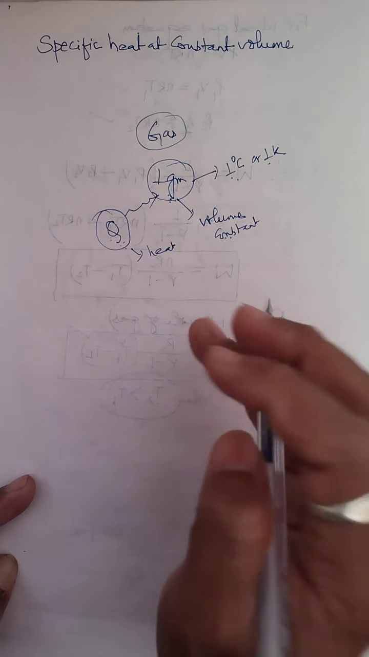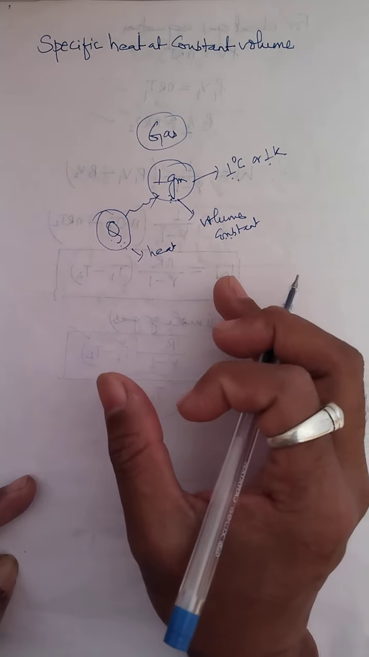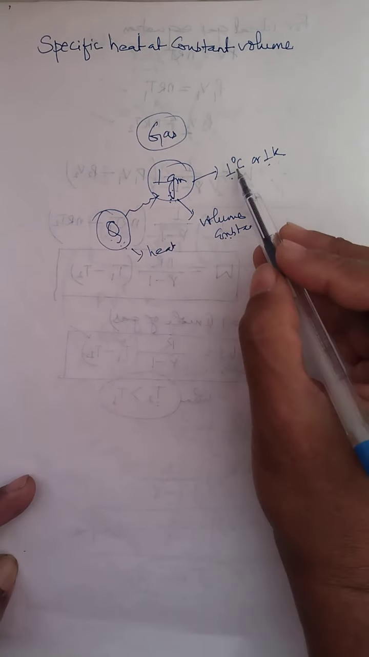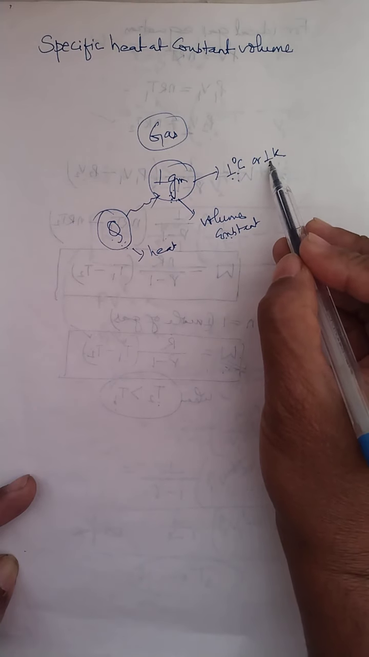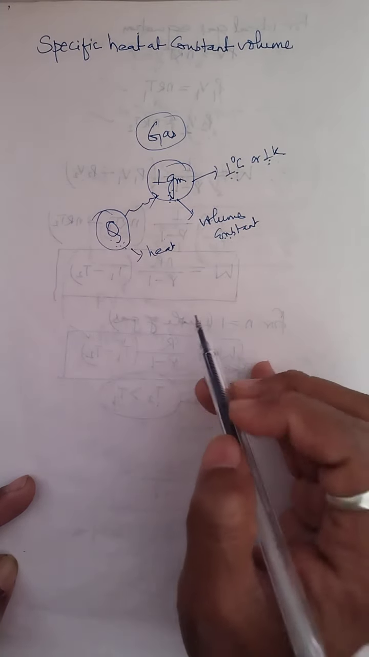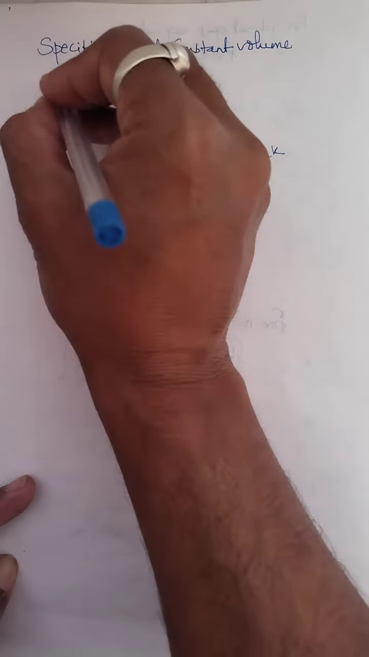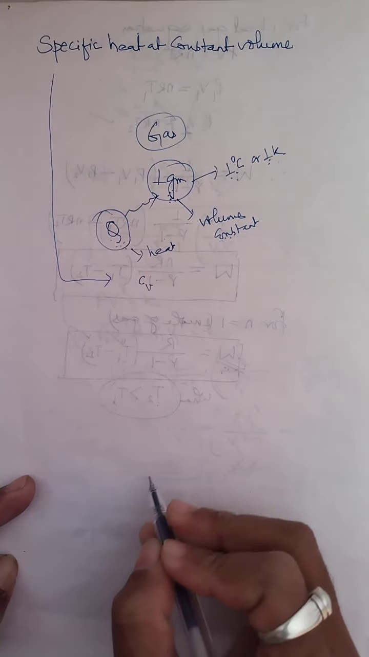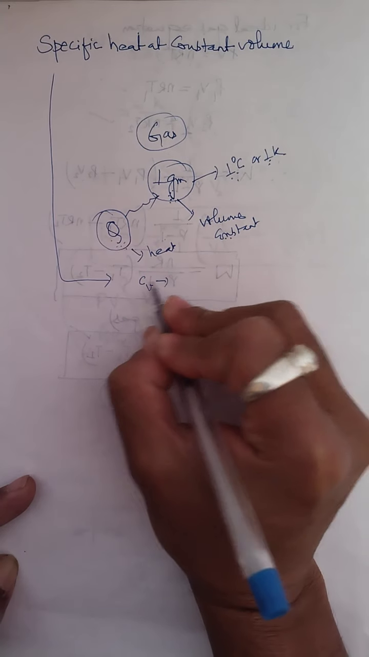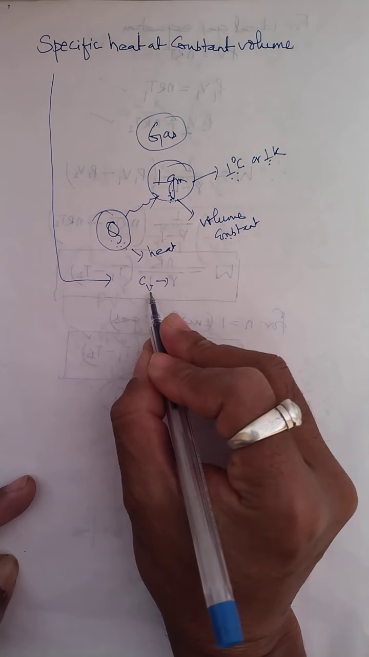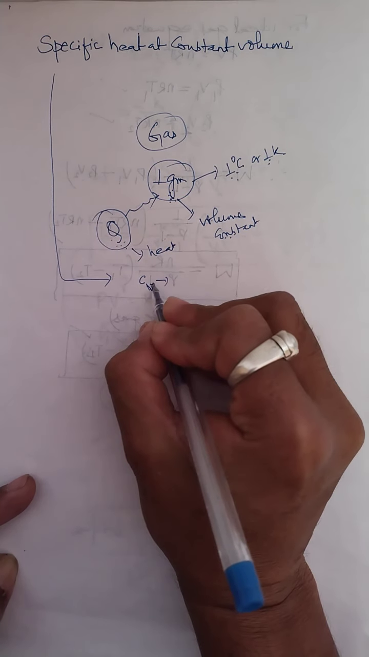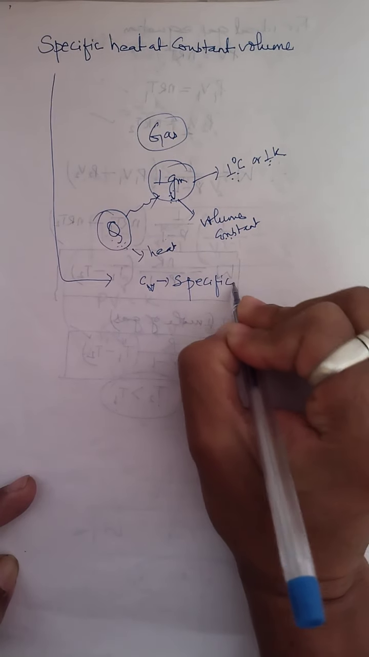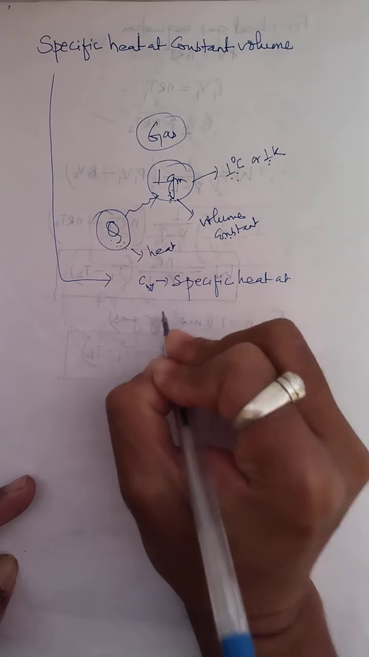Specific heat at constant volume is the amount of heat that is required to raise the temperature of 1 gram of gas through 1 degree Celsius, or 1 Kelvin, when the volume of the gas remains constant. And this specific heat capacity at constant volume is marked by small letter C and capital V. This is the symbol we use for specific heat at constant volume.